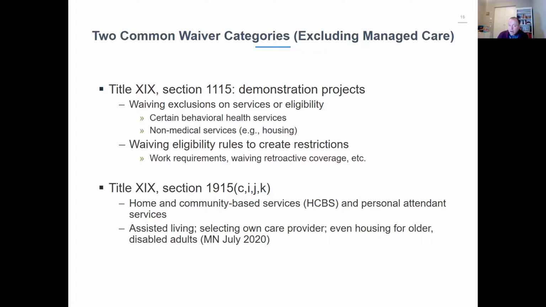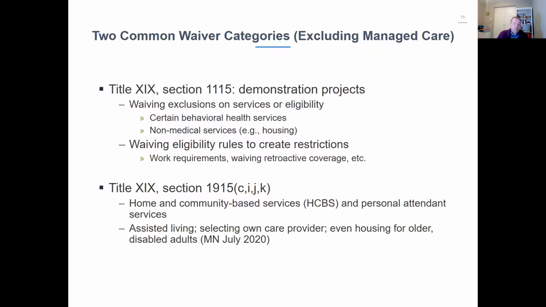Two very common waiver categories that I'm going to list now are Section 1115 for demonstration projects. These might waive exclusions on services or eligibility, for instance, certain behavioral health services or certain non-medical services like housing. As people over time have become more interested in addressing structural or social determinants of health, some of those things might be addressed through waivers. They may also waive eligibility rules to create restrictions. In other words, if certain people are supposed to be eligible, there may be a waiver of that eligibility rule.